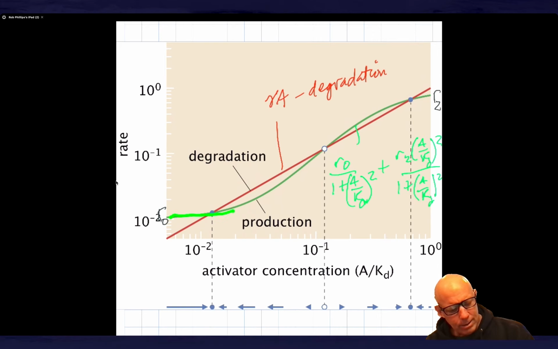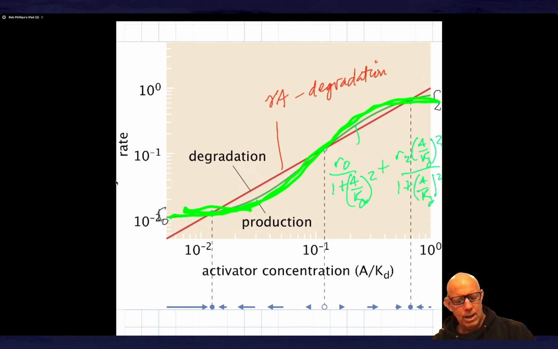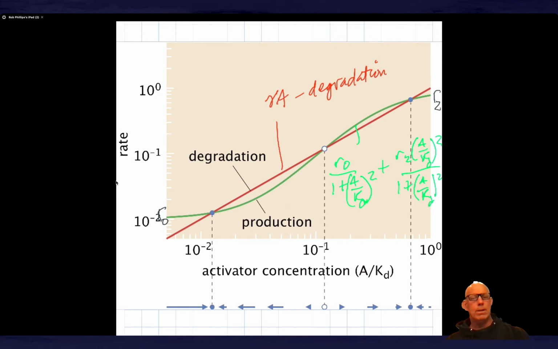So when I draw the production term, you see it's got this nice, interesting behavior. When red is above green, for example here, that means degradation outpaces production, and that means that the amount of A is going to decrease. When green is above red, for example here, then production outpaces degradation, and we're going to move to the right. dA by dt is greater than 0, and so the amount of A is going to increase in the next time interval.